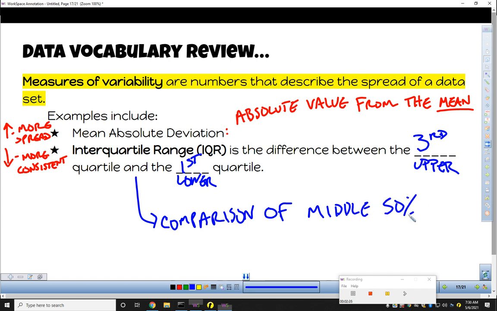And if you'll recall on a box plot, we're going to draw one with no number line. This is the 1st quartile, and this is the 3rd quartile. And so we're talking about the data that falls inside the box portion of the box plot. That's what we're talking about.